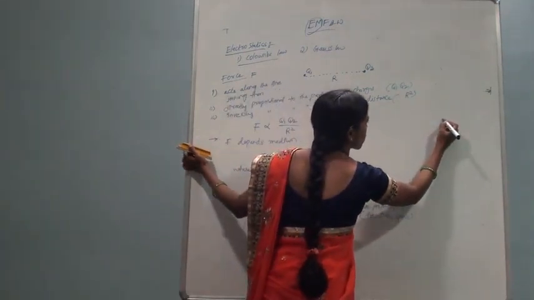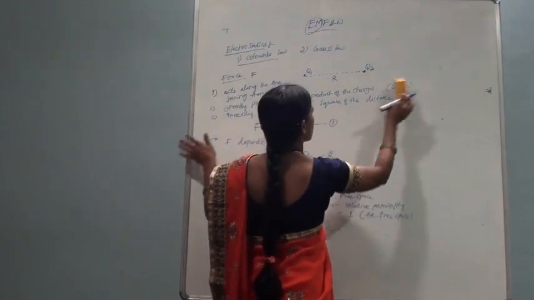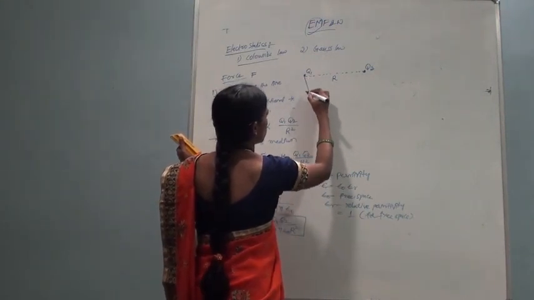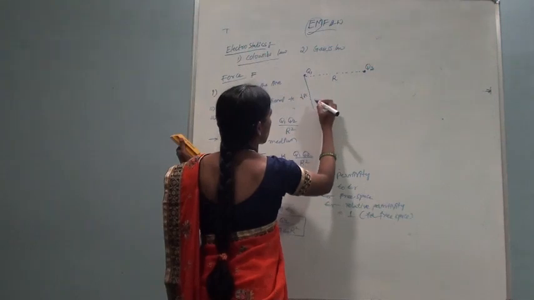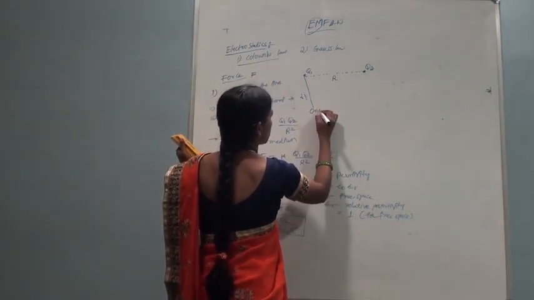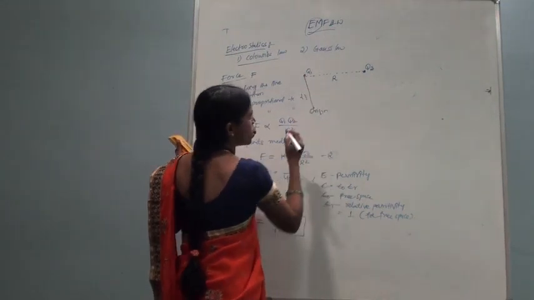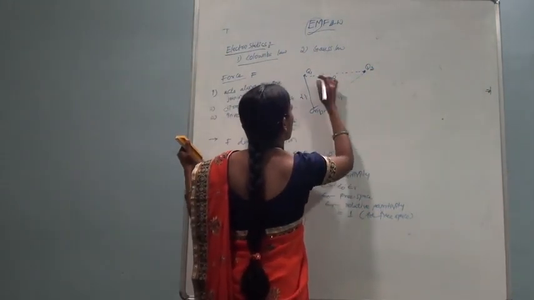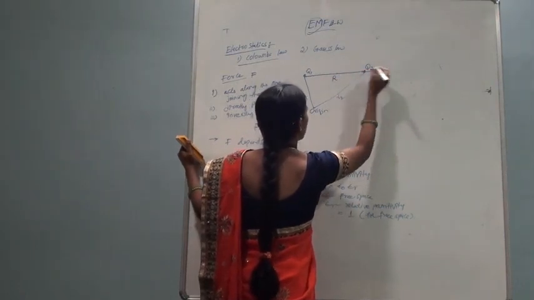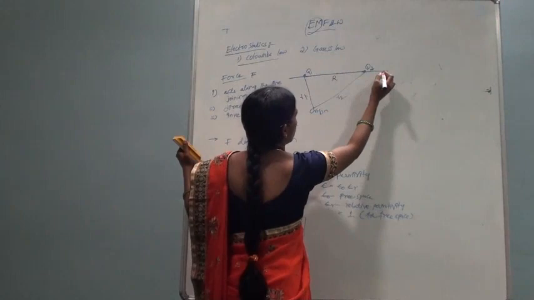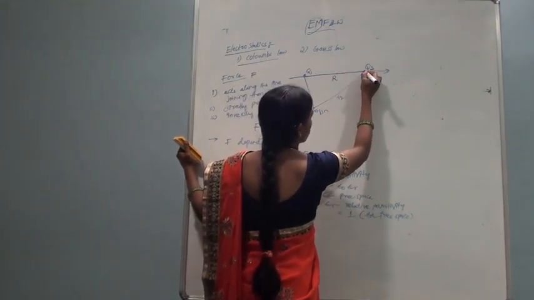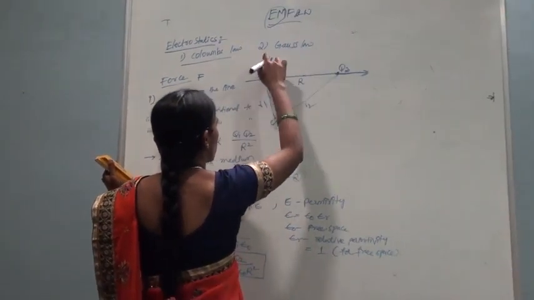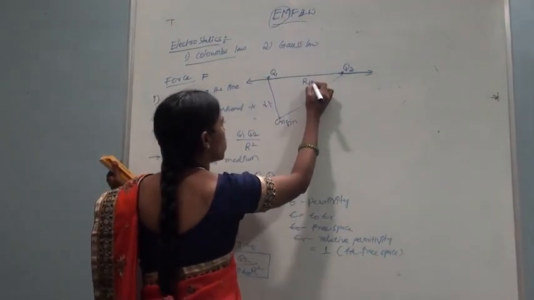For this, consider the same point charges. Charge q1 is located at a position with position vector r1 from the origin, and q2 at r2, and this is the line joining them. The force on q2 due to q1 acts along this line, and the force on q1 due to q2 is given this way, and this is r12.